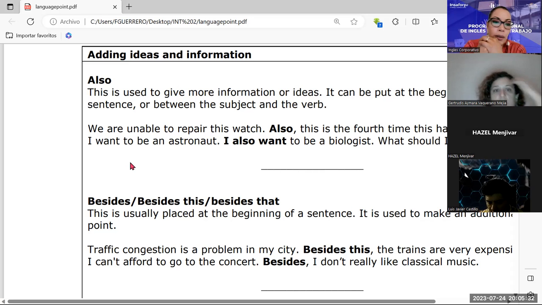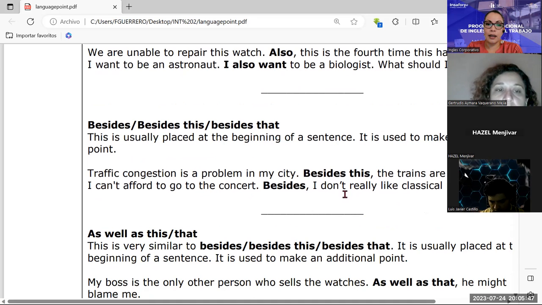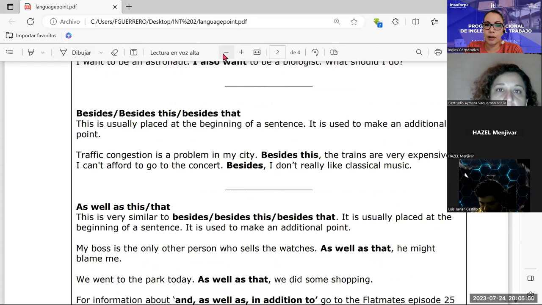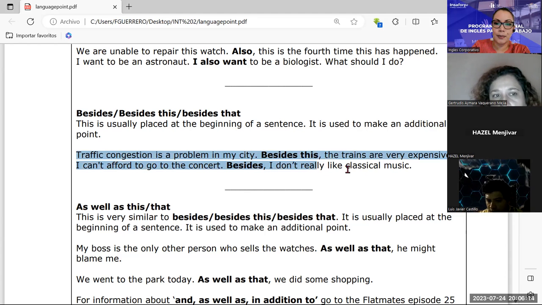So then we have besides. And you can also say besides this, besides that. And this is usually placed at the beginning of a sentence. It is used to make an additional point. In this case, we have also and besides, used to add information. This is usually placed at the beginning of the sentence, remember, used to make an additional point. For example, who wants to read the examples?